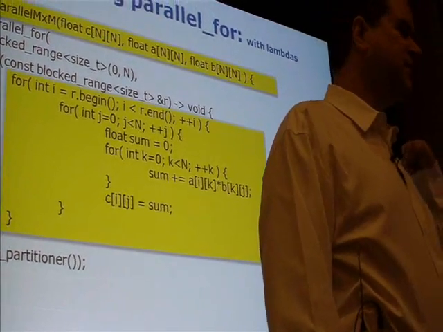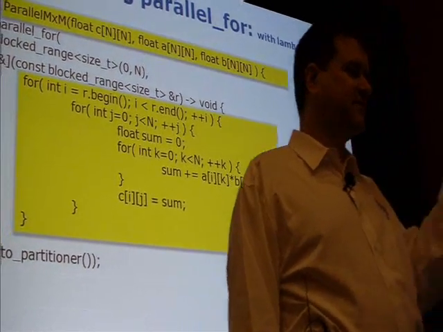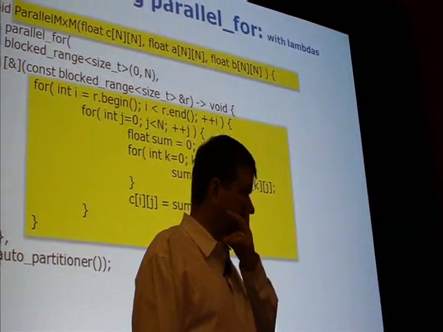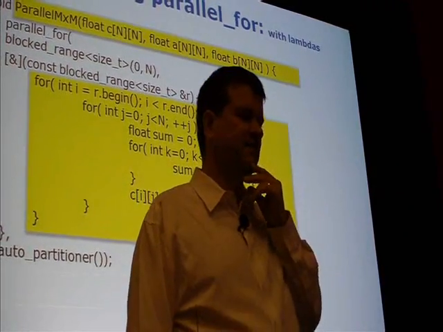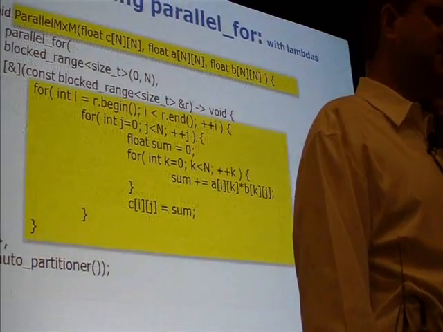And this is equivalent code. There's only a tiny bit of stuff I've written here saying parallel for and so on. Otherwise, most of my code is exactly the way I wanted to write it. This is the ugly code without lambdas. This is the useful code with it.